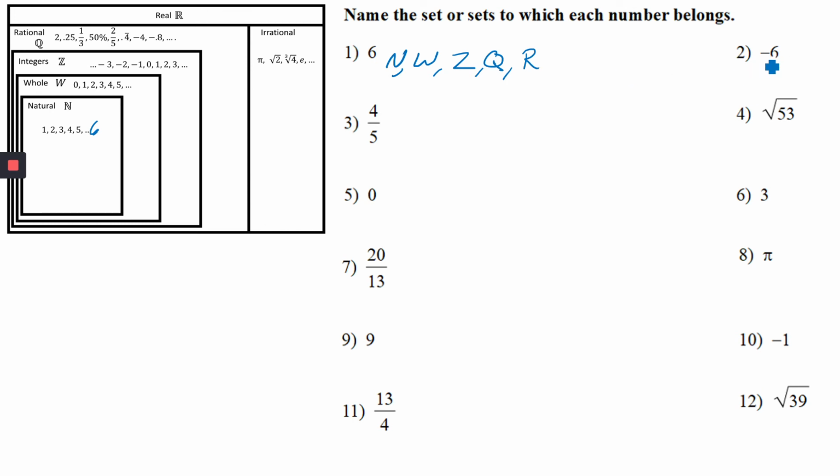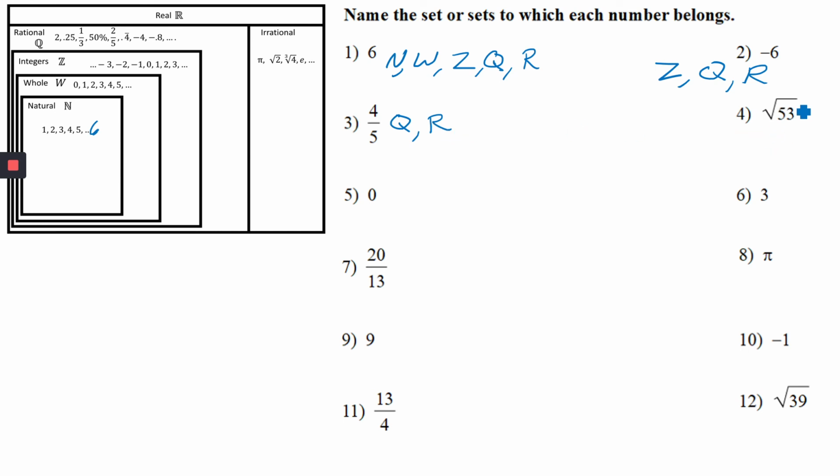The next one is -6. -6, the first time we would see that is in the integer list. And if it's an integer, then it must also be a rational number, and if it's rational, then it must also be a real number. 4/5, the first time we see 4/5 would be up here with the fractions. 4/5 is a rational number, and it's also a real number.